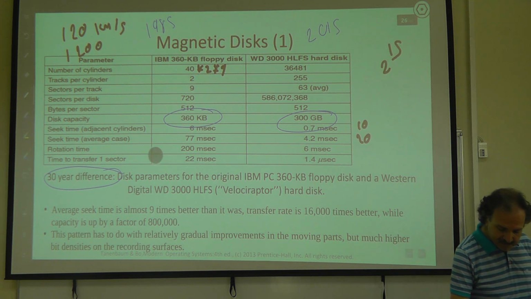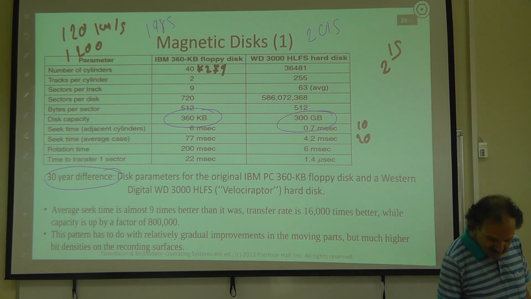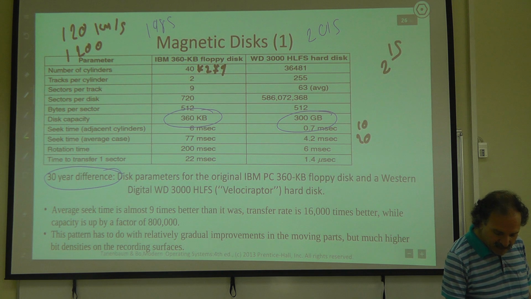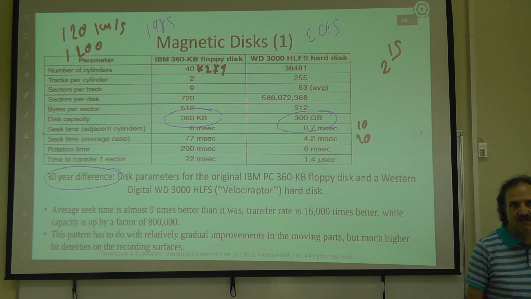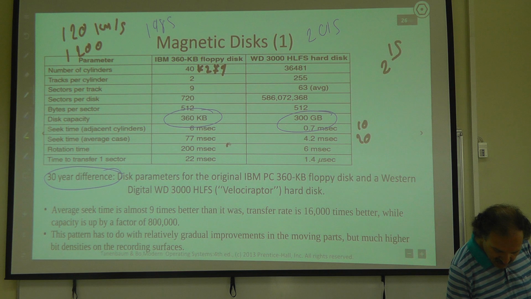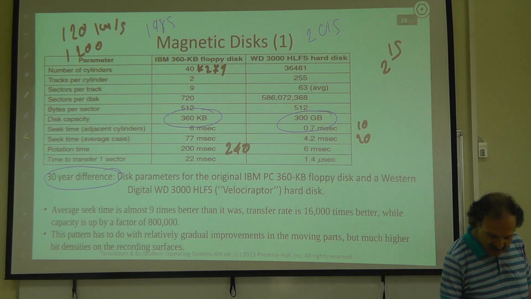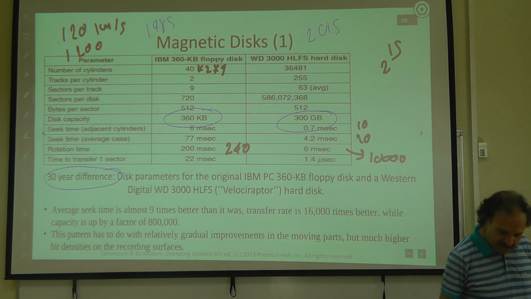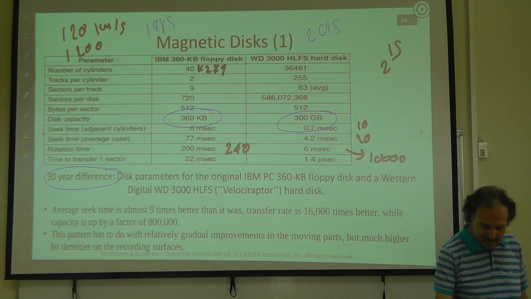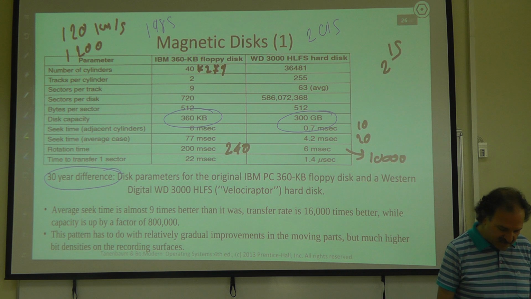Okay, rotation time used to be 200 milliseconds per rotation. Now it is 6 milliseconds per rotation. So this means 5 times per second, right? 5 times per second, so it is 300 RPM. So that was the RPM. Now, I guess, this is 10,000 RPM. Very fast disk, but again, it is maybe how many times? 40 times faster.